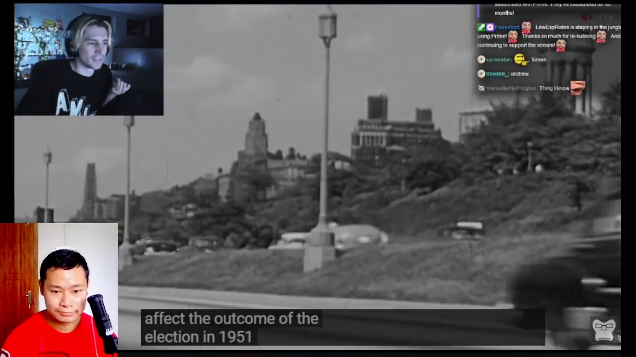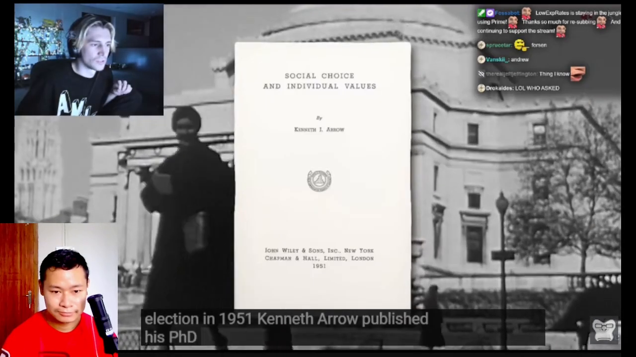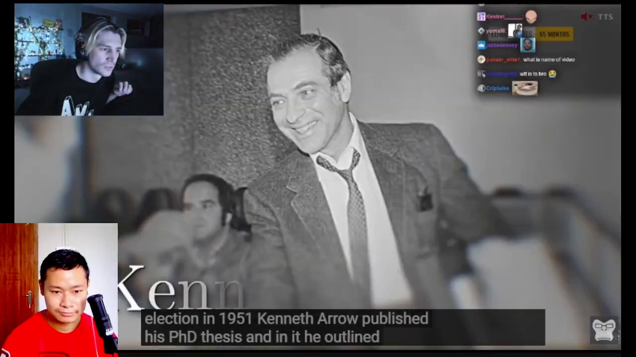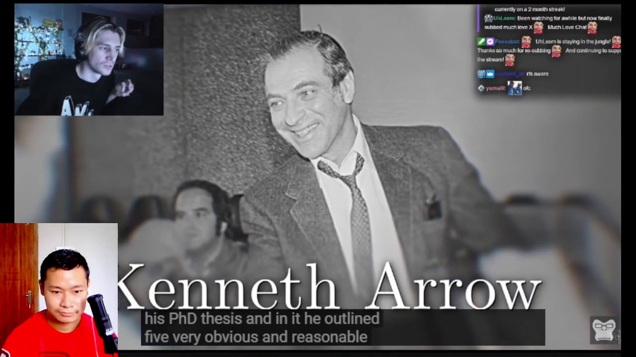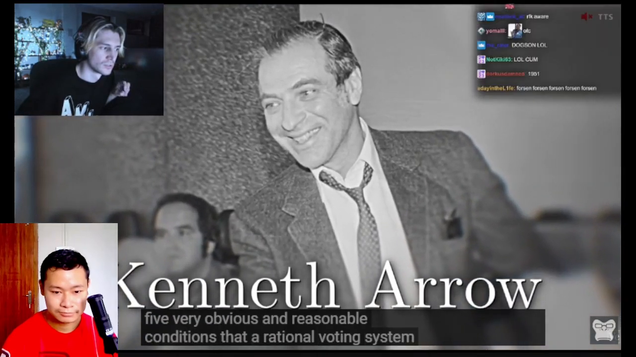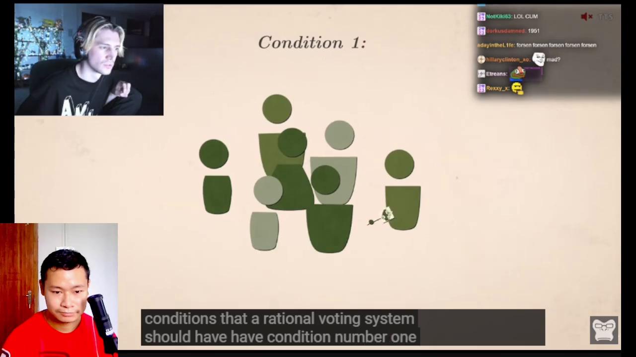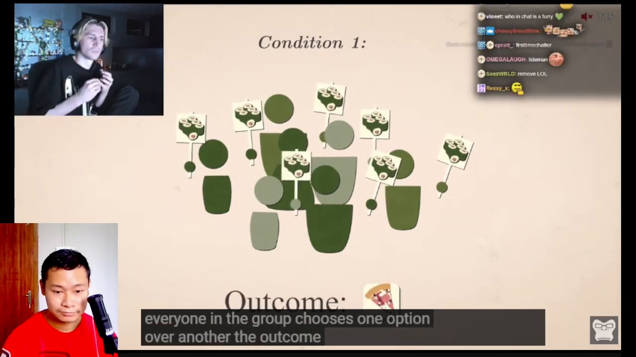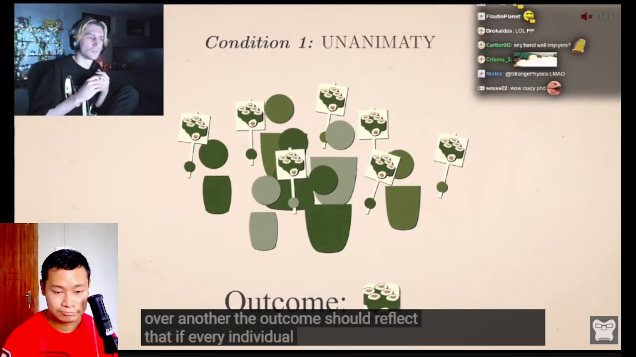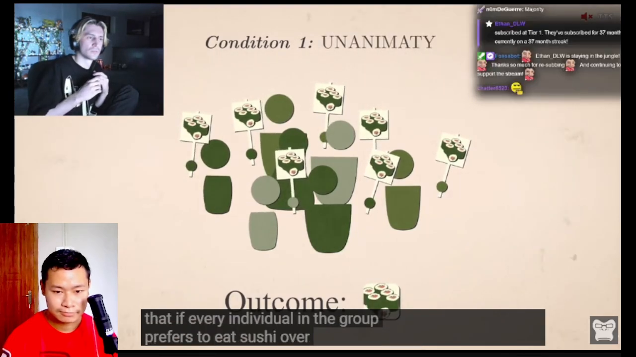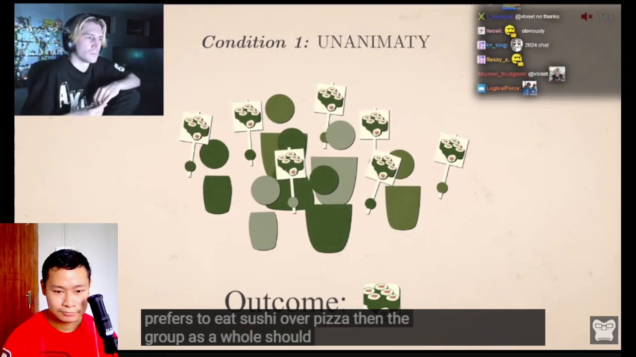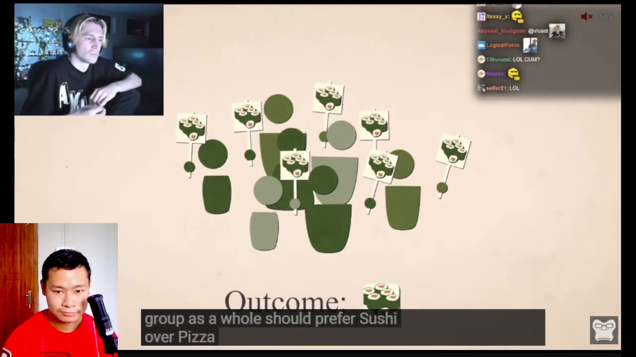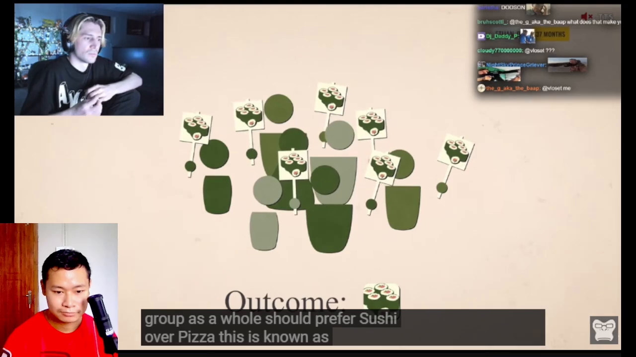In 1951, Kenneth Arrow published his PhD thesis, and in it he outlined 5 very obvious and reasonable conditions that a rational voting system should have. Condition number 1, if everyone in the group chooses one option over another, the outcome should reflect that. If every individual in the group prefers to eat sushi over pizza, then the group as a whole should prefer sushi over pizza. This is known as unanimity.